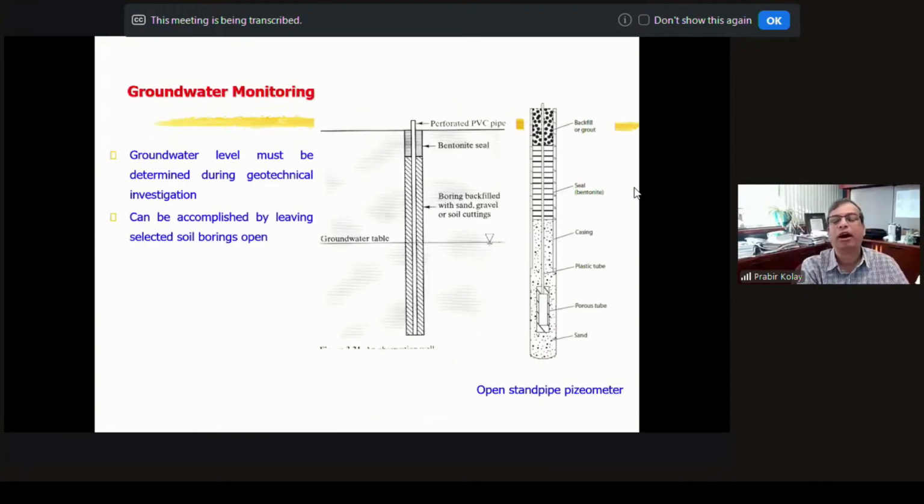Then also, this is important, the groundwater monitoring. You need to use a standpipe or piezometer, and there are different types of sensors. You make a borehole and put a sensor into the borehole. When it touches the water, it immediately gives you the groundwater level. Most of the time, you need to make a borehole depending on the site.